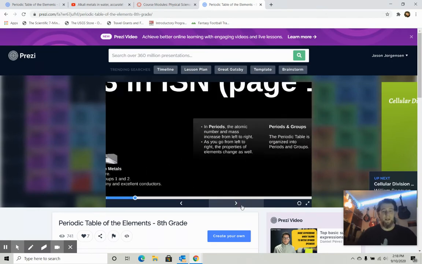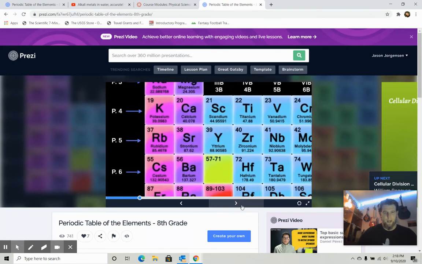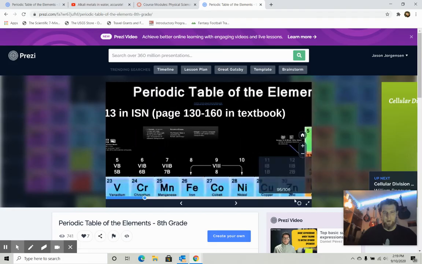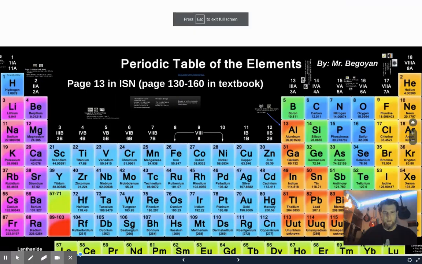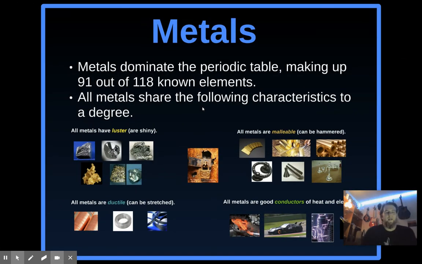So we talked about periods and groups. And now we talked about where the metals were, and now we're going to get into the metals. All right. So here we go. So the metals, they dominate the periodic table. They make up 91 out of the 118 known elements. I like that, known elements. There might be more that we don't know.